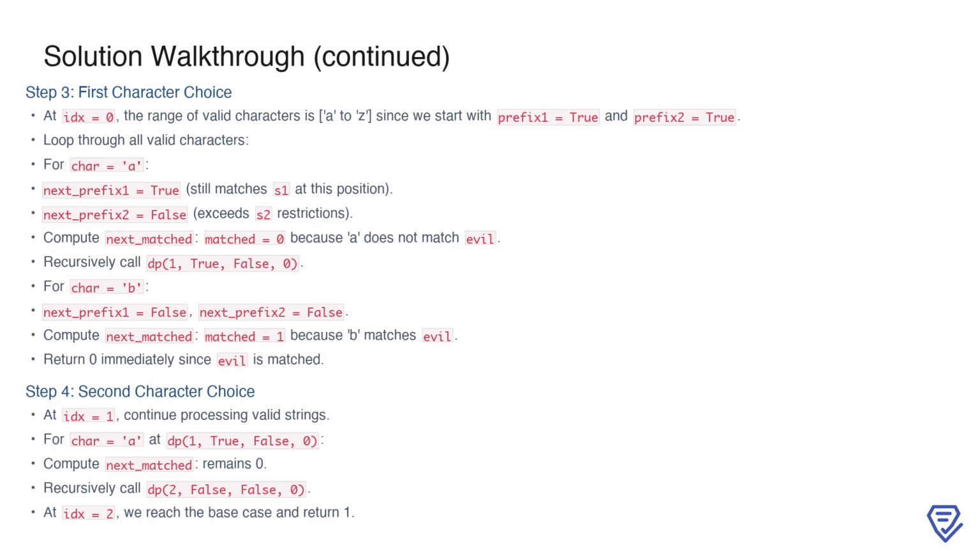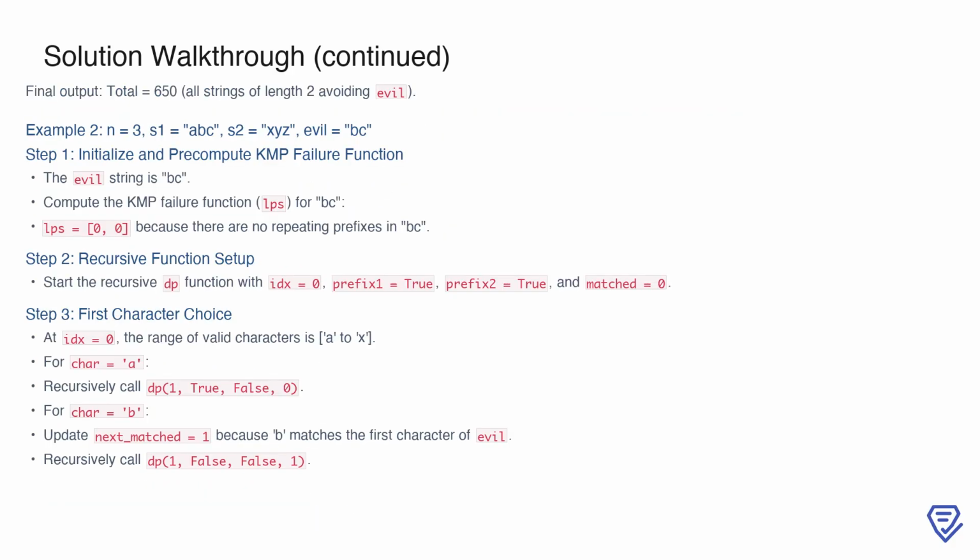Once we reach idx equals 2, which is the base case, we return 1 because we've successfully generated a string of length 2 that avoids the evil string. With this process, the total number of valid strings of length 2 that avoid the evil string is calculated to be 650. Now, let's explore another example with a longer string.